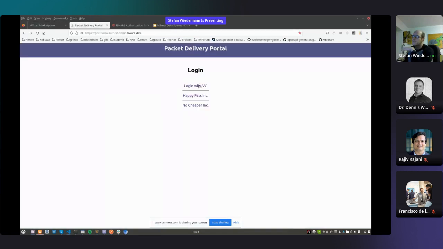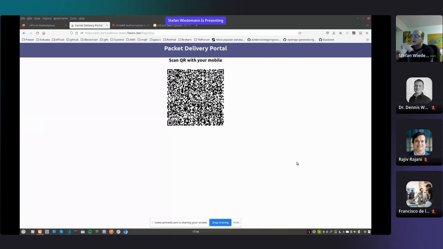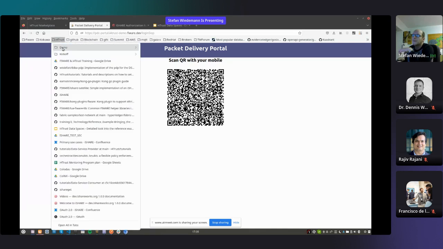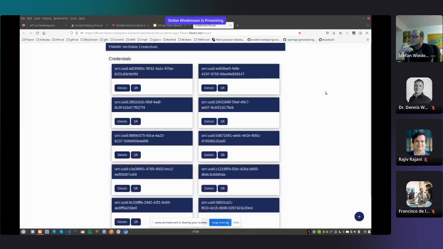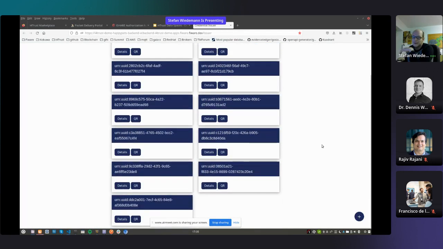To log in here now with verifiable credentials, we need a verifiable credential that we then can present, basically through the OpenID for Verifiable Presentation flow, to our portal. To do so, we now have to go to the verifiable credentials issuer of Happy Pets, which is an application. Okay, I already have a couple of credentials here. But this is basically the application that the employee of Happy Pets will use to create a verifiable credential that it then can issue to its customers. And the customer can use it to log into the system then.